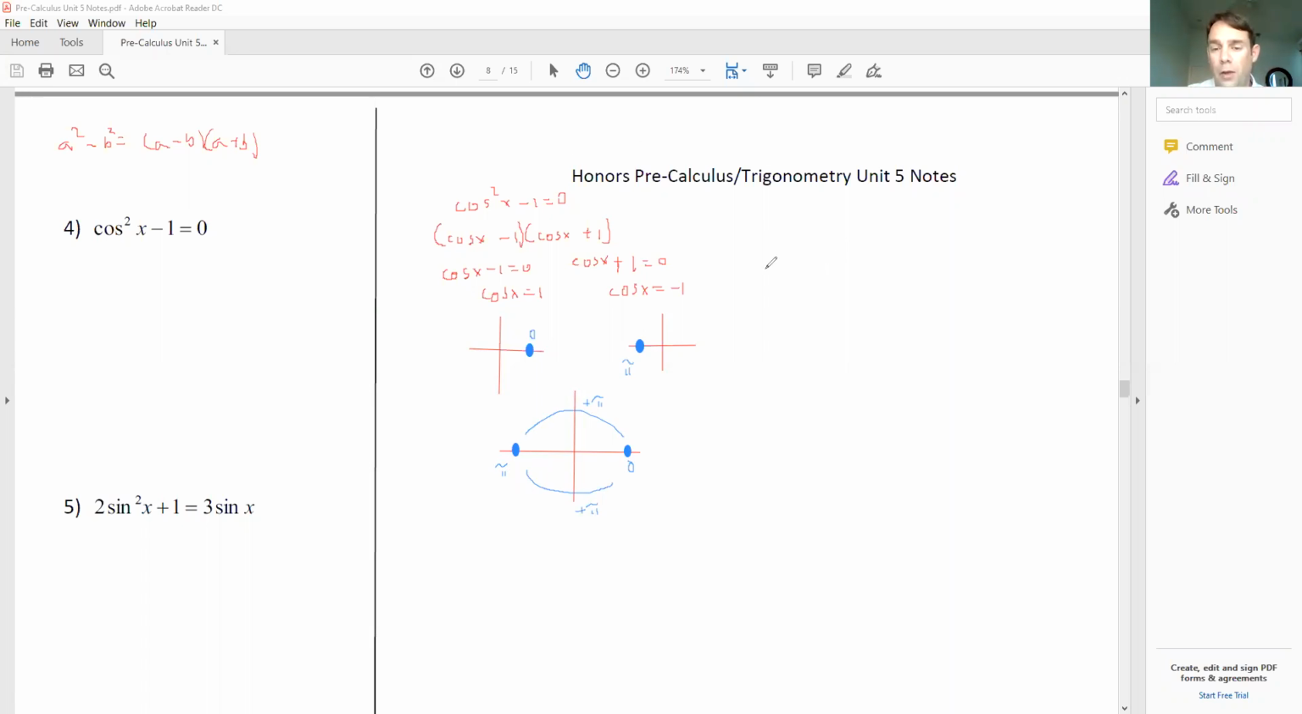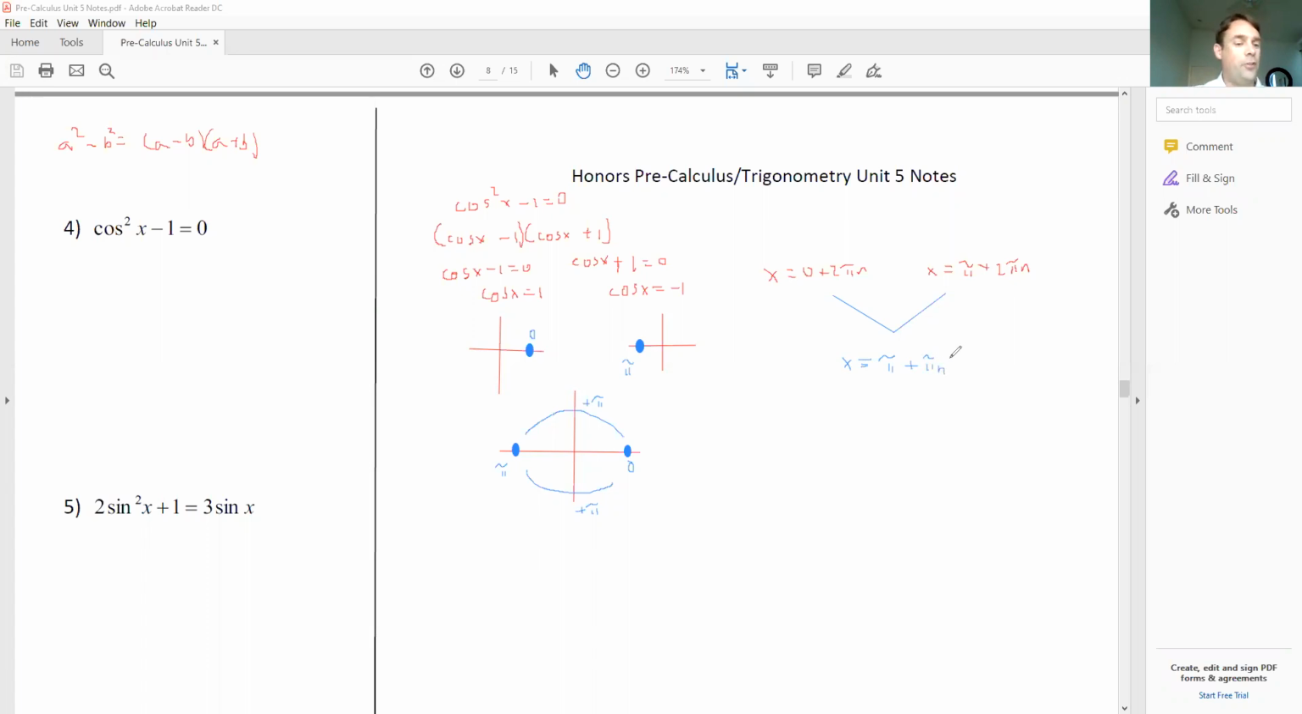So first up, I would write them as two separate answers to begin with. X equals 0 plus 2 pi n. And x equals pi plus 2 pi n. And then, friends, I would link them. So x equals pi plus pi n.